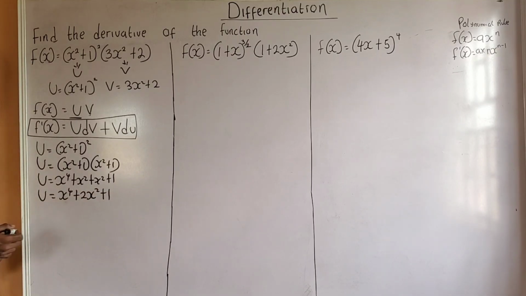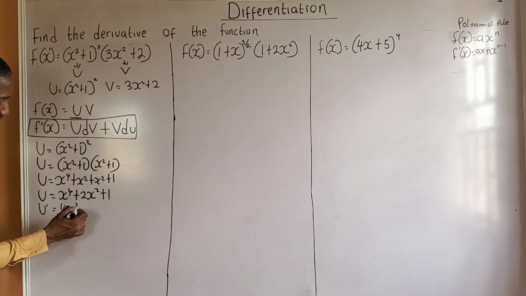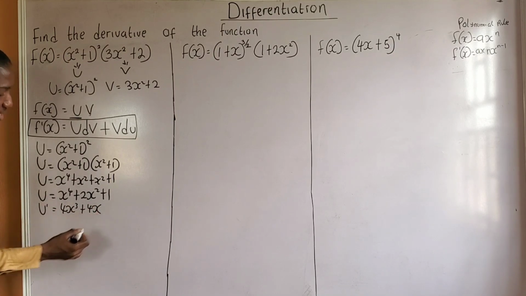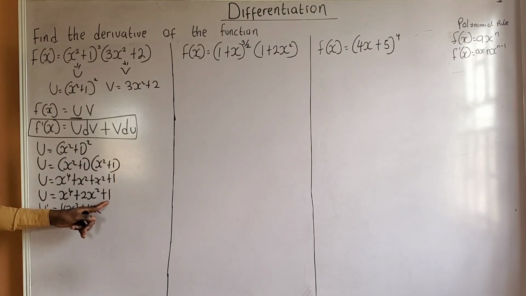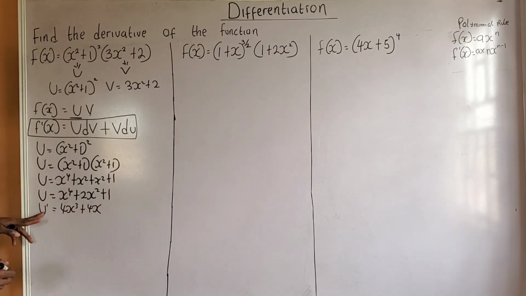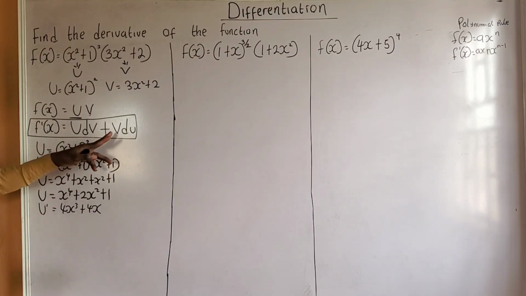So the derivative of u will be 4x to the power of 3 plus 4x. If you differentiate a constant, you get 0. So the derivative of u is 4x to the power of 3 plus 4x. Now, according to this formula, we still need the derivative of v.